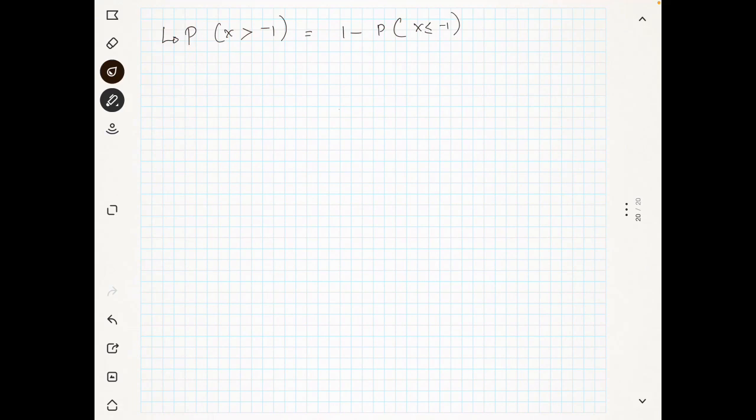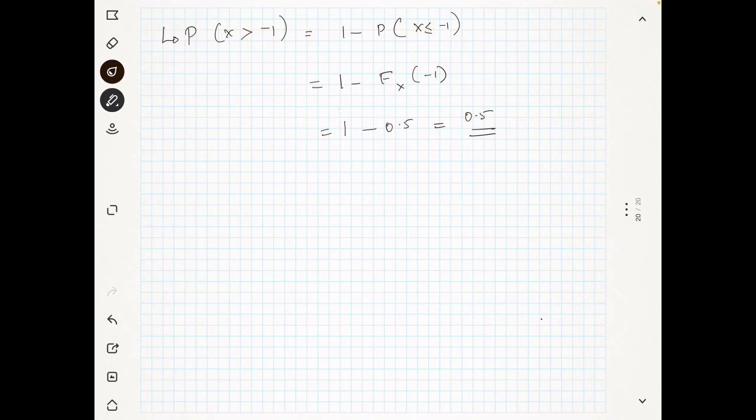So this is equal to 1 minus fx of minus 1. What is fx of minus 1? Fx of minus 1 will be equal to 0.5. So 1 minus 0.5 is equal to 0.5.